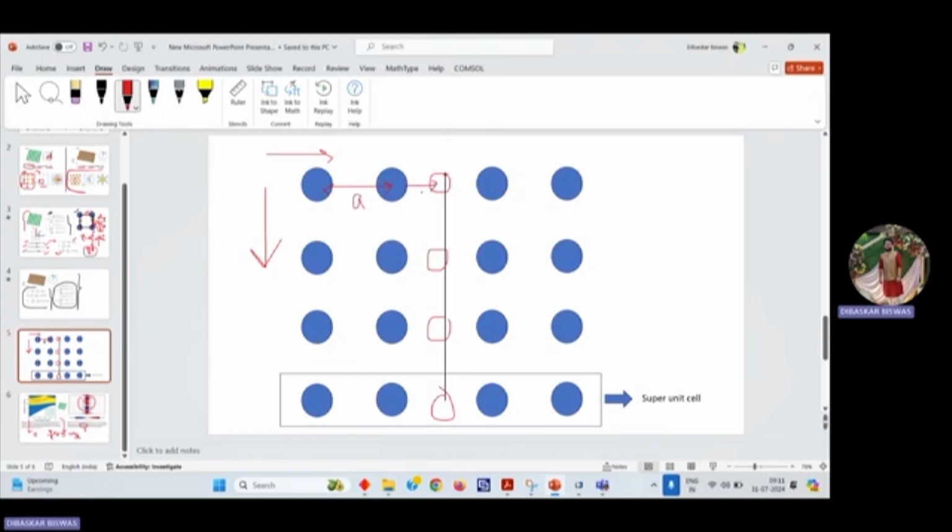So the distance is a, so one other lattice point should have been there, but we have actually removed it. That's why we have created a line of defect, because this defect is periodic along a line, which is in the vertical direction, a vertical line. Okay, so that's why it is called a line defect.